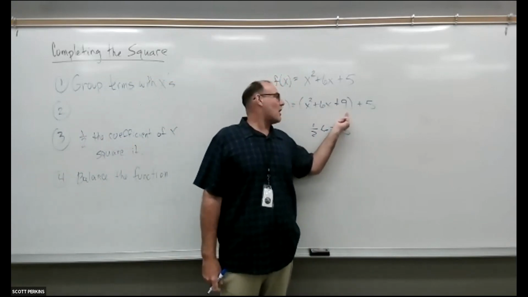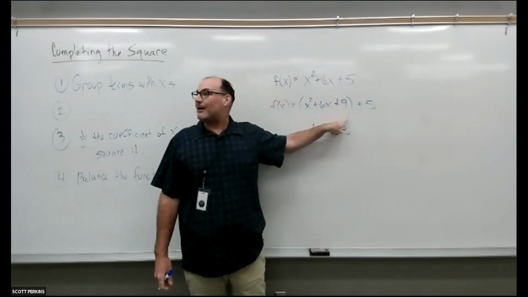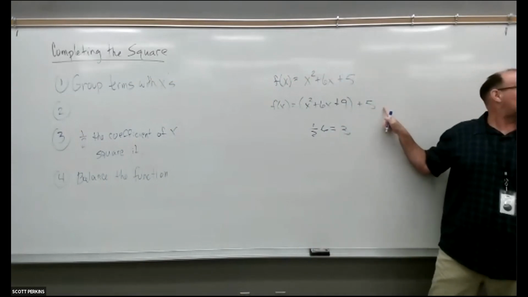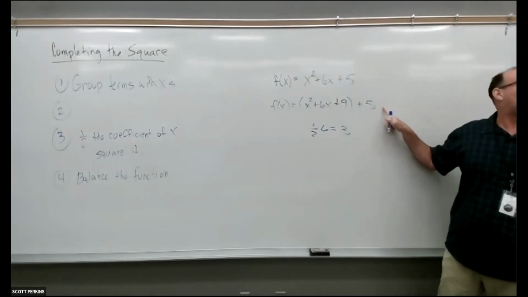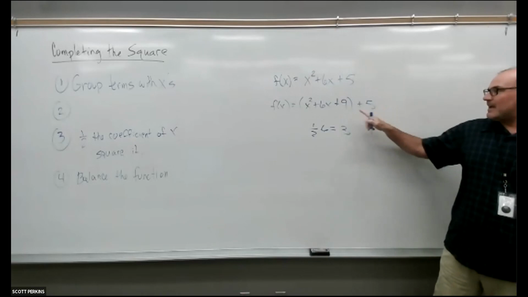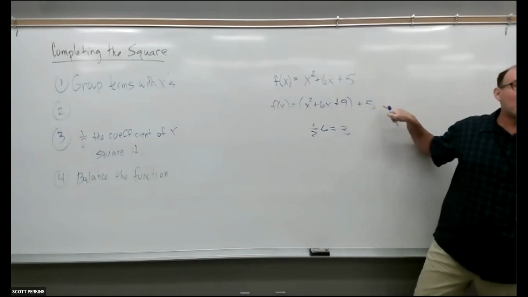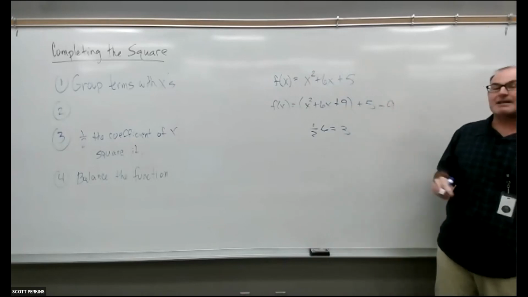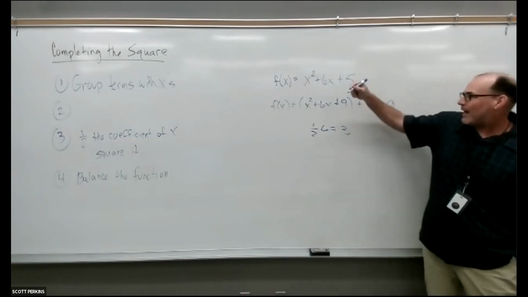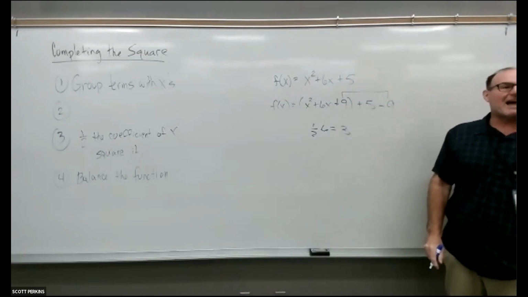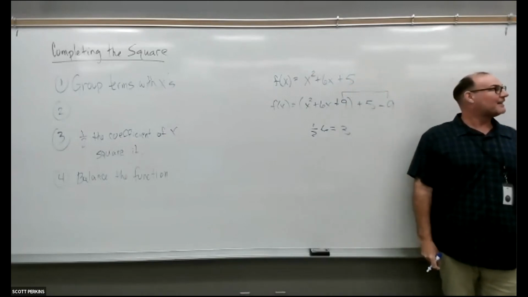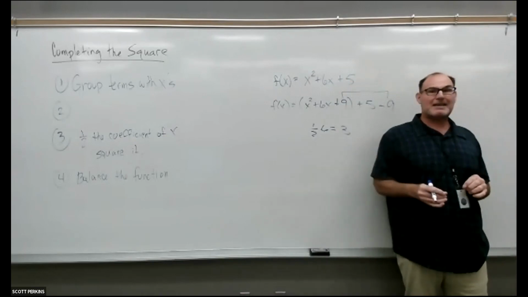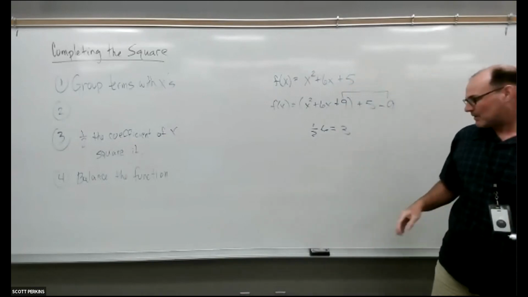So if I've added 9 here, what would you suggest I do out here to keep everything balanced, to keep the net result 0? I've added 9 here. What did you say? Subtract 9. That's going to be the reverse. So I'm going to subtract 9. And if you're saying why, well, what does 9 minus 9 end up being? 0. I've not changed my function at all. That's what I mean by keep the function balanced.